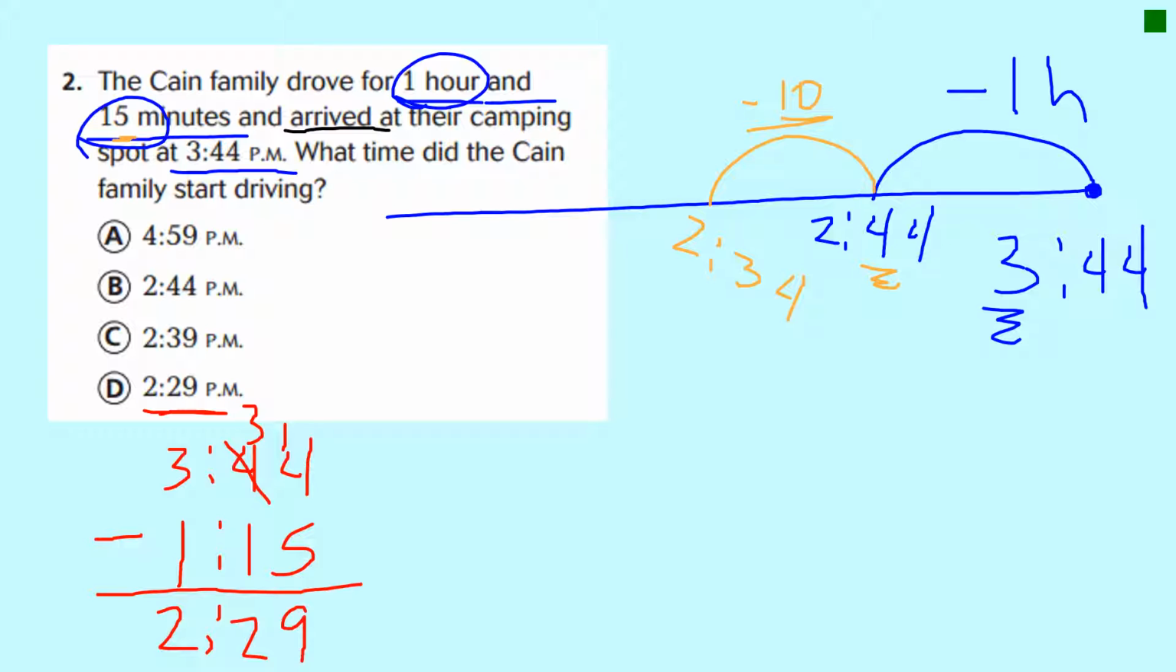33, 32, 31. How many have we done? 1, 2, 3. 30, 29, 4, 5. Let's do that one more time. 34, 33, 32, 31, 30, 29. So 2:29 is when they started driving. Fantastic. All right, 2 ways again to do elapsed time.